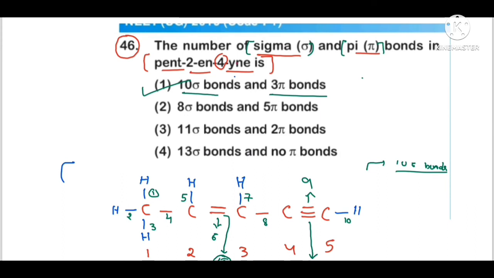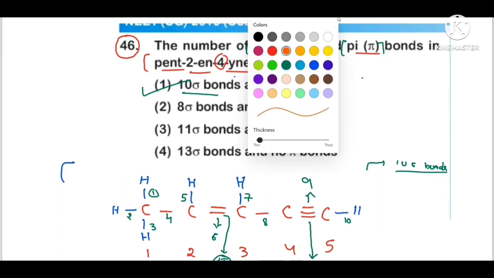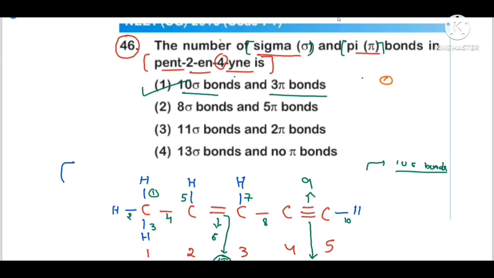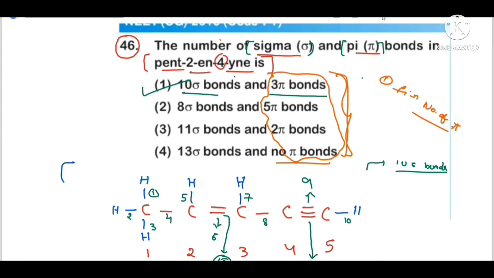Here some trick is used to answer this type of question. The trick is that when the question asks to calculate the number of sigma bonds and pi bonds, firstly calculate the number of pi bonds. Then you can easily eliminate the given options. There is no need to calculate the number of sigma bonds. Compared to sigma bonds, pi bonds are easier to calculate in the given compounds. That's why firstly calculate the number of pi bonds, then you can easily eliminate the options. This is the small trick to answer this type of question.